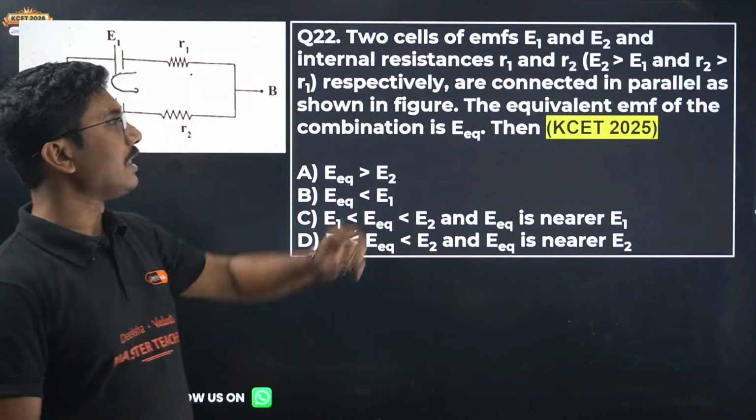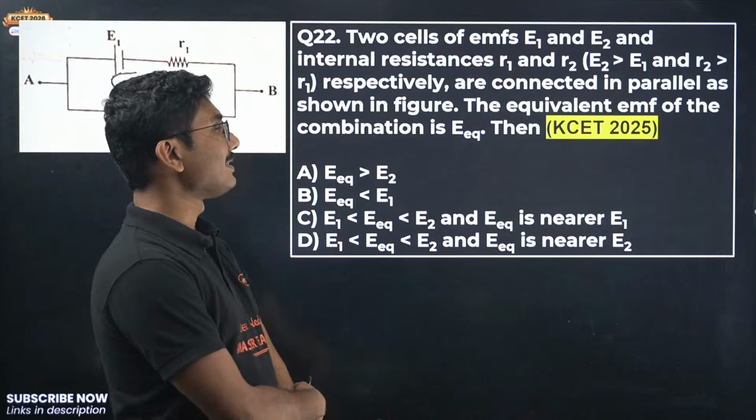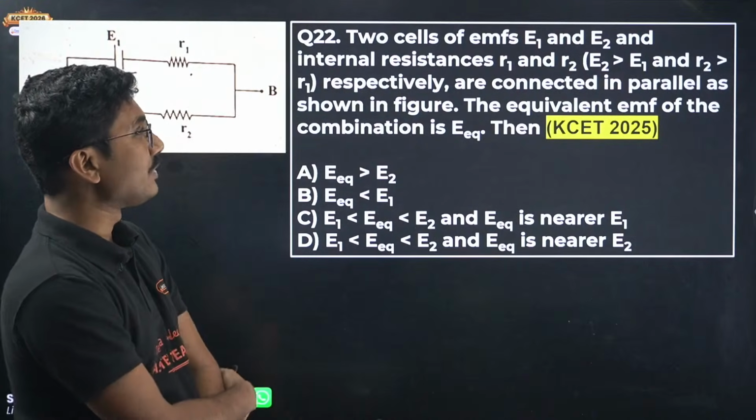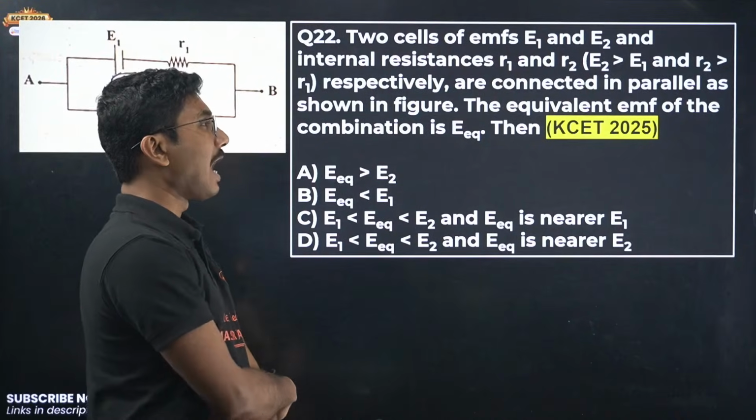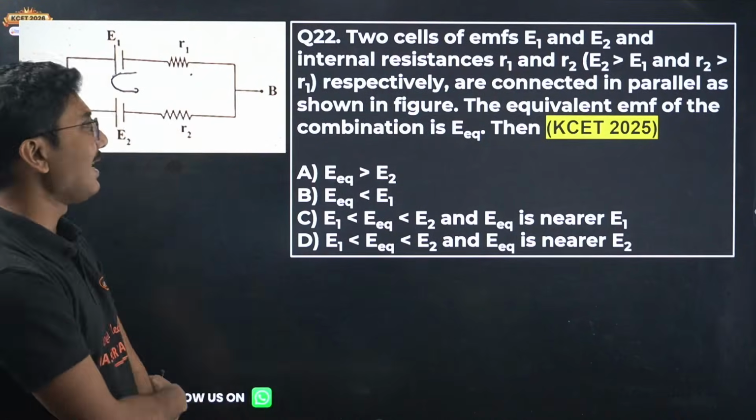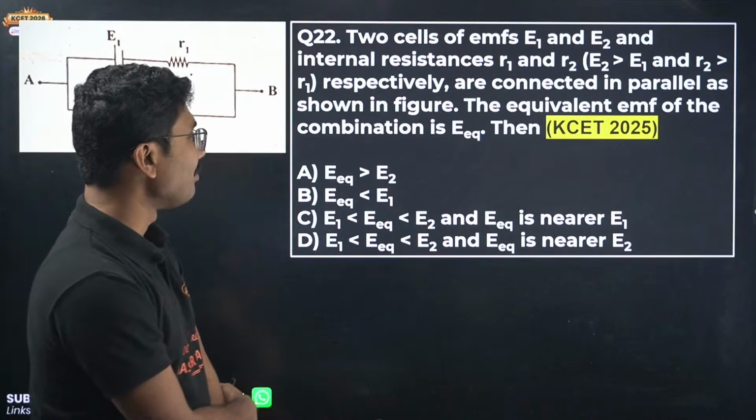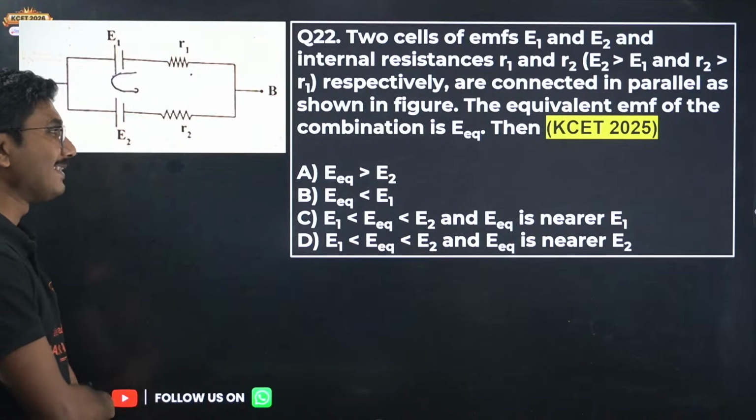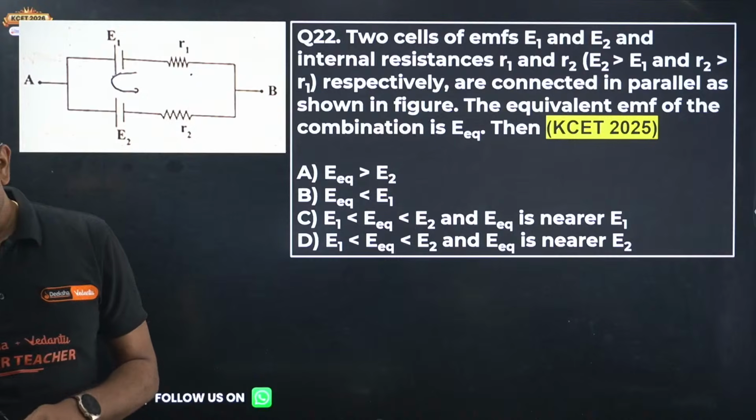Two cells of EMFs E1 and E2 and internal resistances R1 and R2, E2 is greater than E1 and R2 is greater than R1 respectively, are connected in parallel as shown in the figure. If the equivalent EMF of the combination is E equivalent, then which of the following answers is correct?